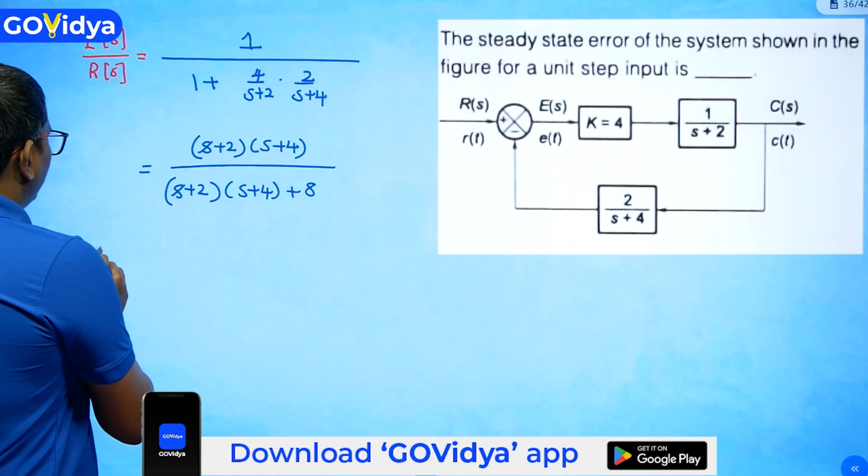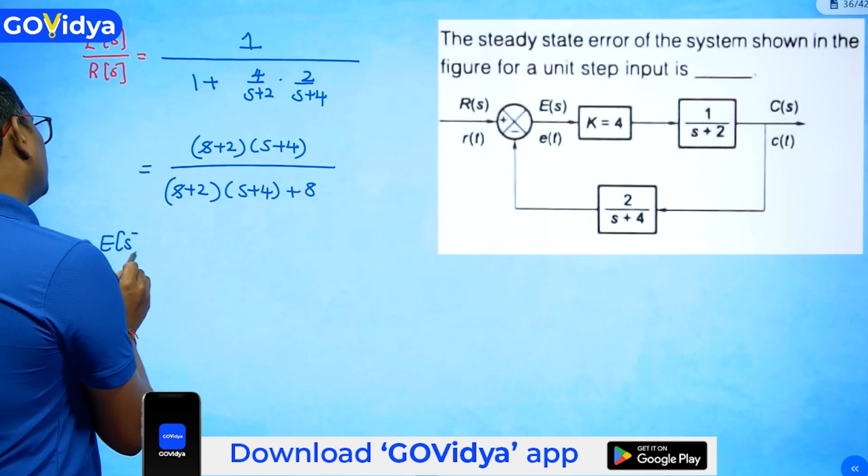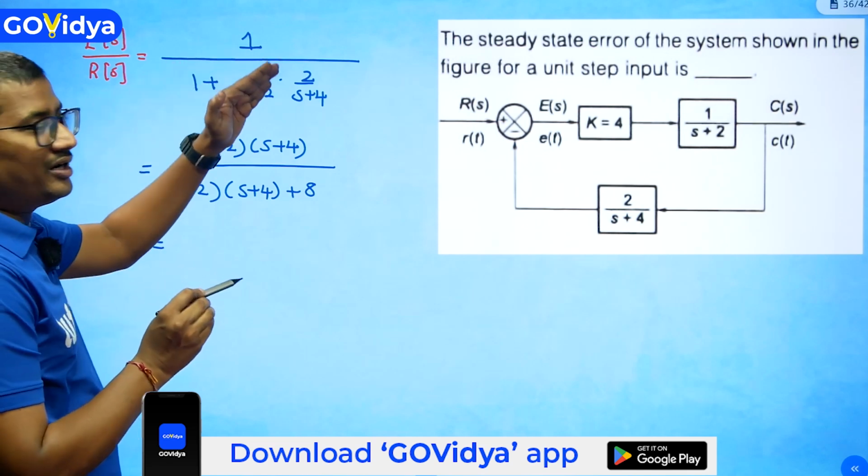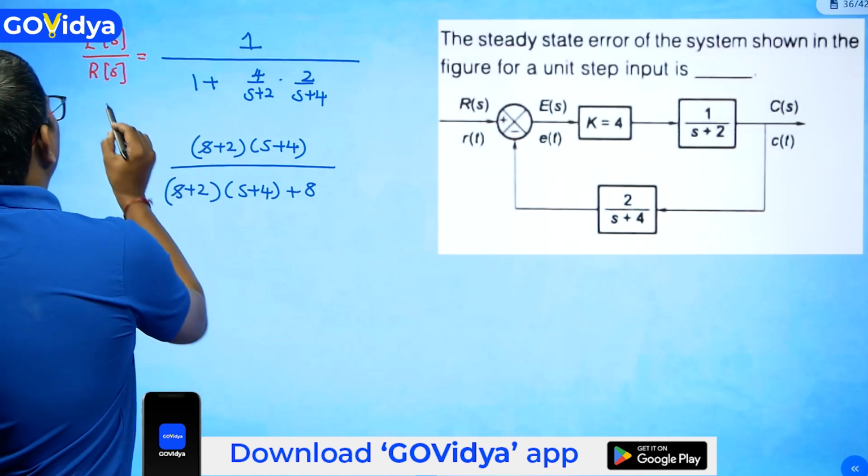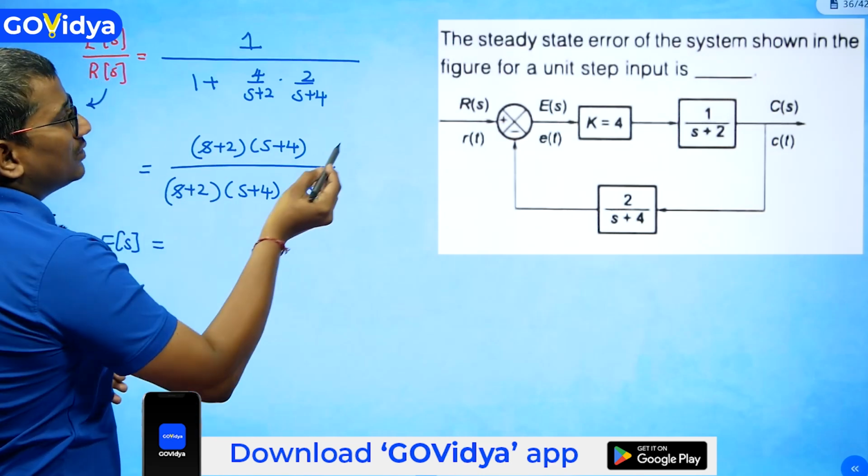Now from this, what is E of S? This R of S should be multiplied. What is that R of S here? Here R of S is what? The step input.